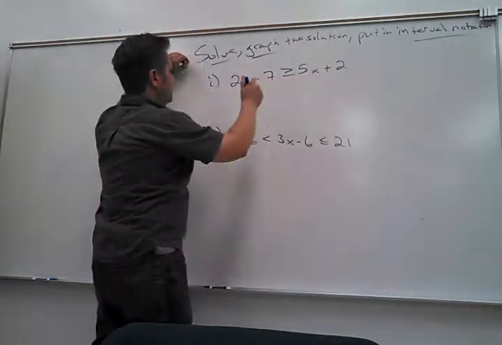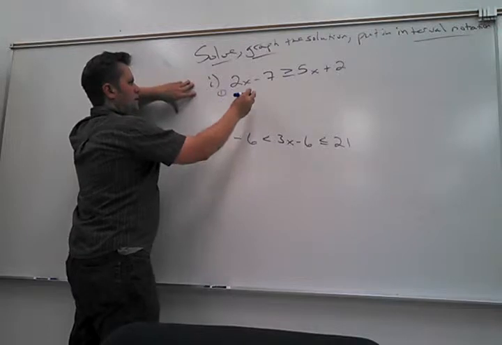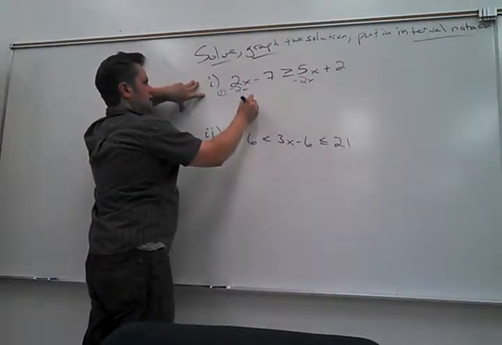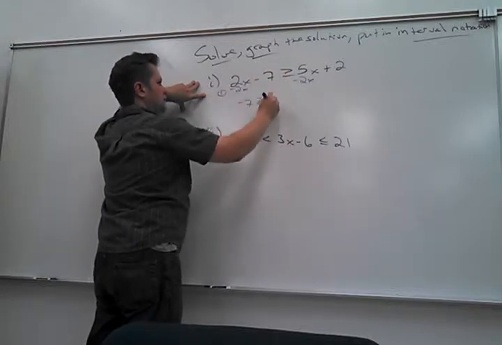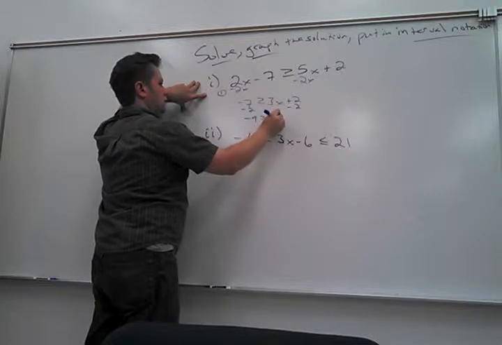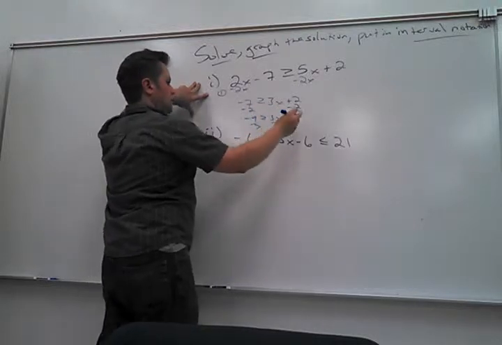On this first one, let me do this two ways. I could subtract the 2x. Not a bad idea, because then that keeps my variables positive. Subtract the 2. Divide by 3. So I get x.